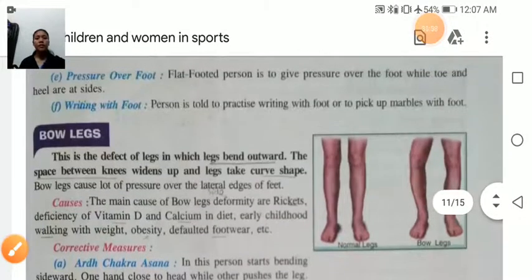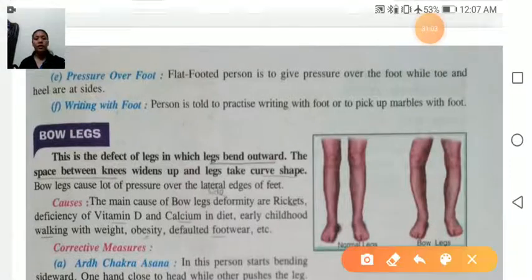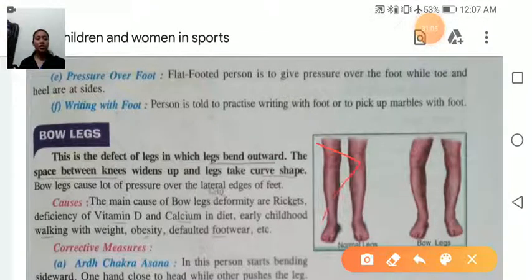This is the bow leg and knock knee. In knock knee, your knees touch each other, and in your bow leg there is a gap between your knees, and in flat foot your feet touch the ground.